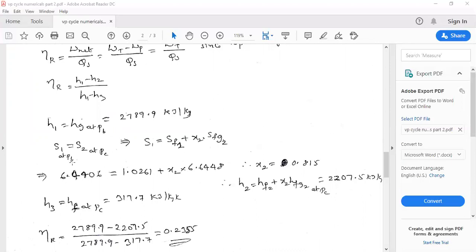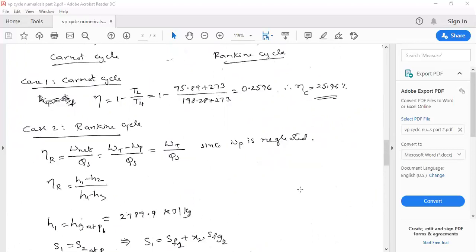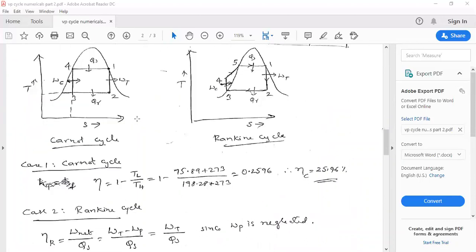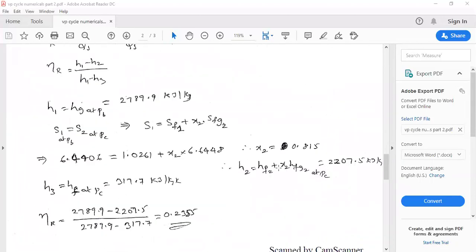Once you get the value of X2, go to the enthalpy equation. H2 equals Hf2 plus X2 into Hfg2, and we know the values of Hf2 and Hfg2. What is Hf2? Again, at the condenser pressure, this is 317.7. Hfg2 is 2319.2. So substitute these two values, and with the X2 of 0.815, get the value of H2.